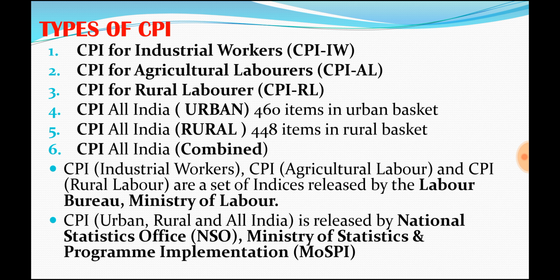The other 3, that is the consumer price index for urban, consumer price index for rural and consumer price index combined urban and rural, are released by NSO, Ministry of Statistics and Programme Implementation. Please remember, of the 6 indices, 3 are released by the Labor Bureau and the other 3 by National Statistics. You have to be very careful about these things. In fact, I have asked questions previously from this area, who releases what. So if you have a clear picture, it will be very useful.